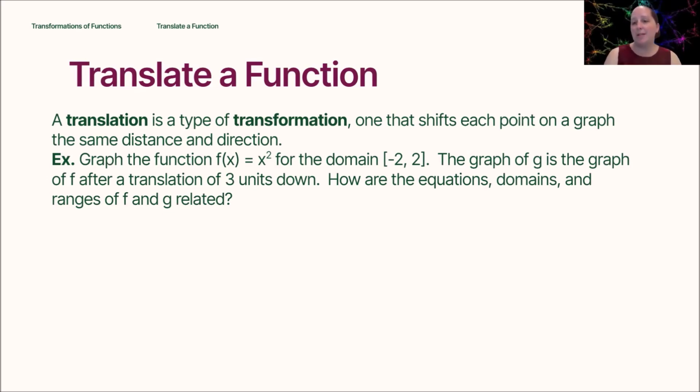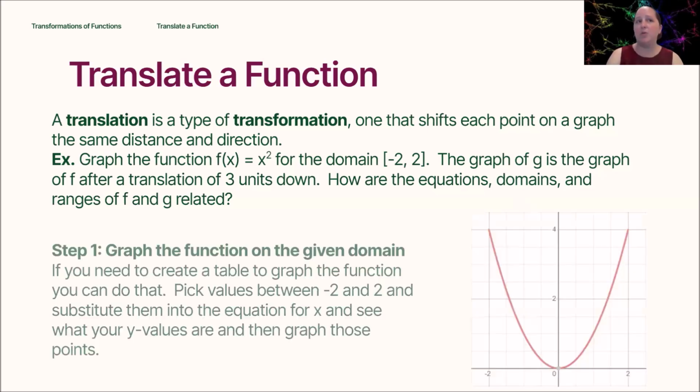So anytime I see just a number or a letter, so like f of x equals x, that's a parent function. So x squared is a parent function. And I want to graph it for the domain of -2 to 2. The graph of g is the graph of f after a translation 3 units down. Okay, so I'm going to take every one of those points and I'm going to move it 3 units down. How are the equations, domains, and ranges of f and g related?